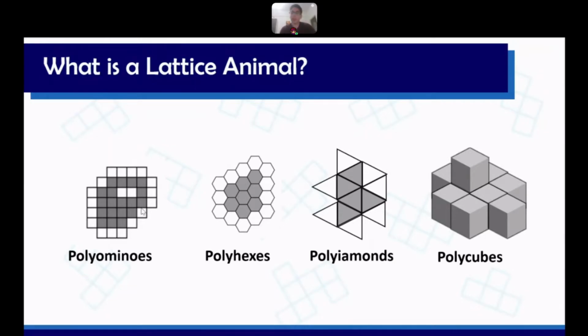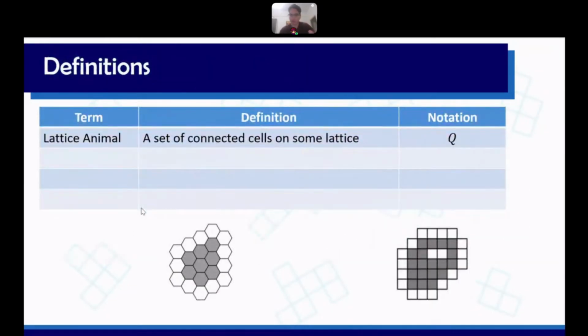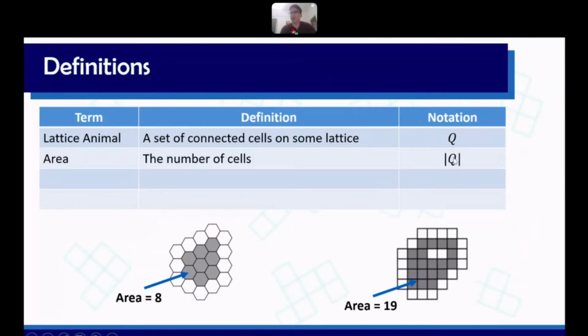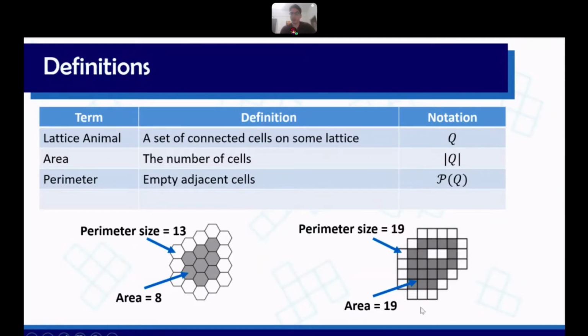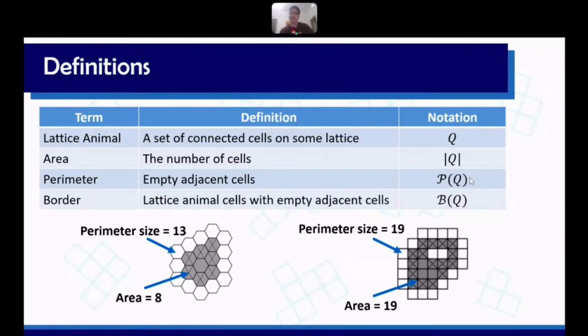And I'll start with some definitions so that we all know everything. A lattice animal I will denote by Q, and the area of the lattice animal, which is the absolute value of Q, is the number of cells it is composed of. The perimeter, as I said, is the set of cells adjacent to the lattice animal. We will denote it by P of Q. And lastly, the border of a lattice animal is the set of cells which belong to the lattice animal and are adjacent to a perimeter cell. So in this example, these are all the cells with X's on them.